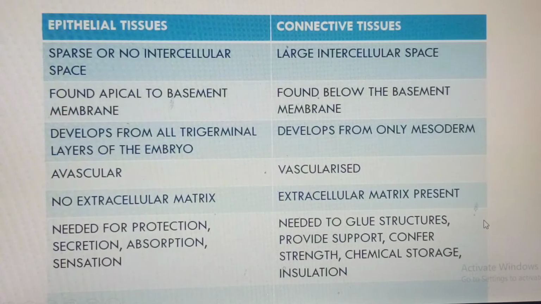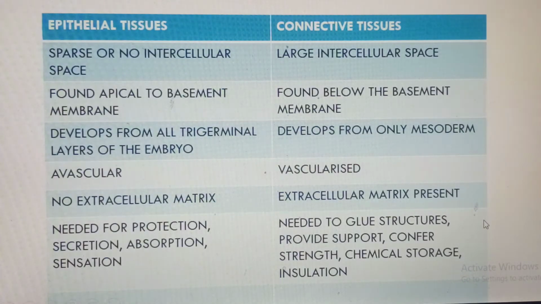So one, epithelial tissue shows sparse or no intercellular space, as we saw the last time. For connective tissue, we will see relatively large intercellular space. Epithelial tissues are found apical to the basement membrane. On top of the basement membrane, as I told you, separating the epithelial and of course connective tissue, will be a non-cellular basement membrane.